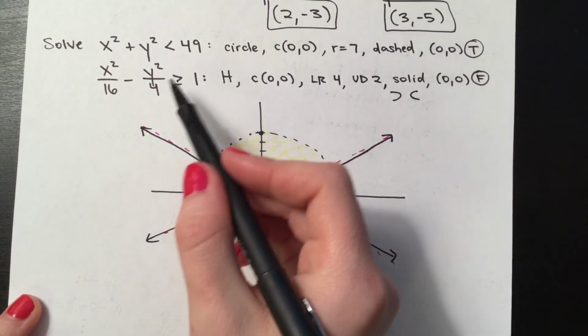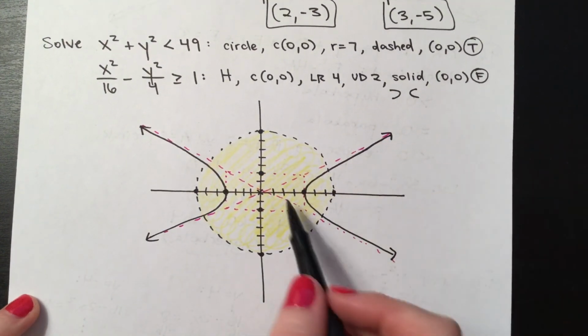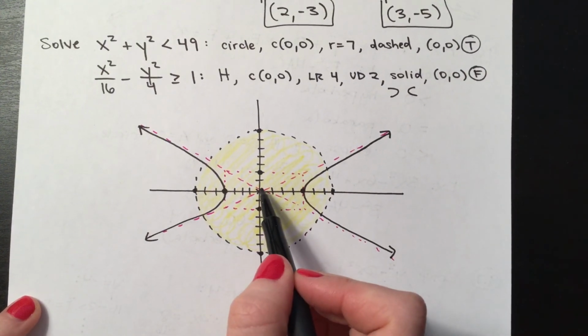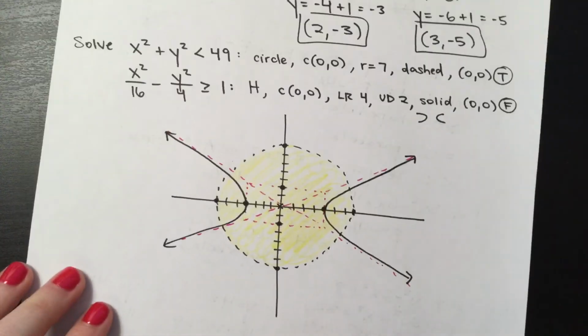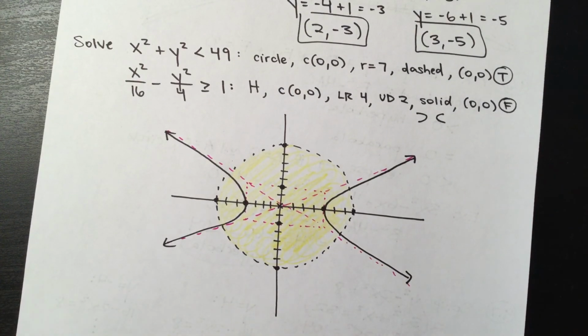It was solid because I have the or equal to. And the 0, 0 check turned out to be false. So that means this is not shaded. With hyperbolas, you only have 2 options. You can go right down the middle or on the 2 pieces on the edges. So what that means is that the 2 pieces on the edges are shaded.